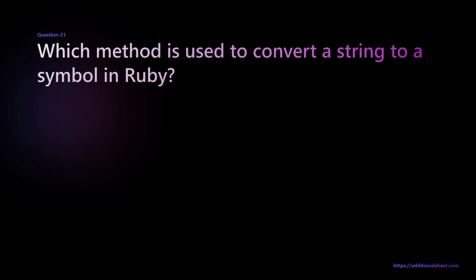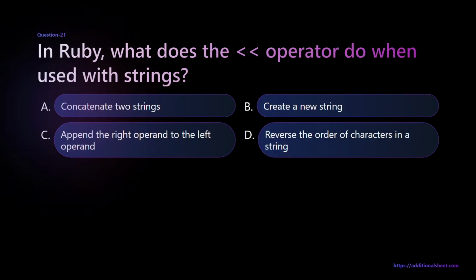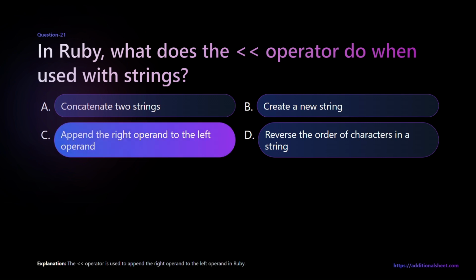In Ruby, what does the << operator do when used with strings? Option A, concatenate two strings. Option B, create a new string. Option C, append the right operand to the left operand. Option D, reverse the order of characters in a string. The correct answer is option C, append the right operand to the left operand.